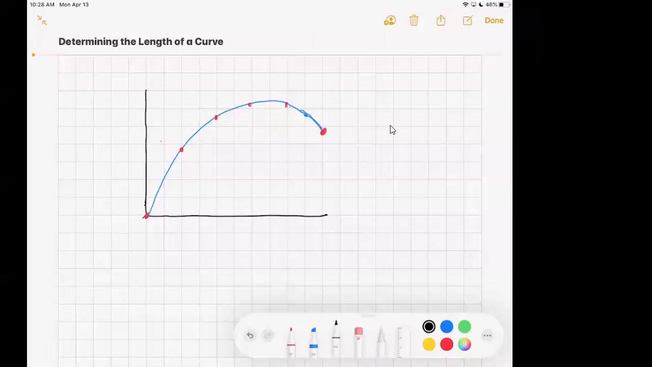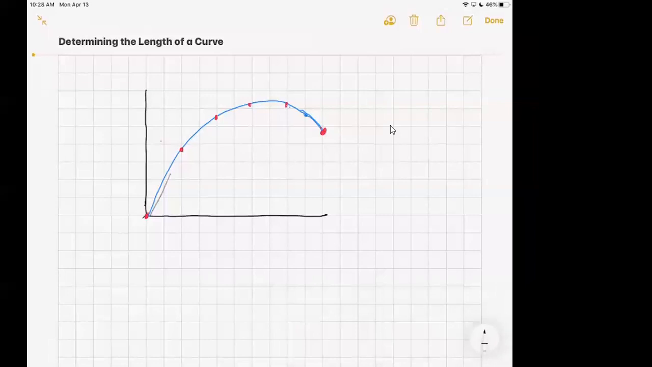So first of all, you can see I have a nice curve here in blue, and I've connected it between red. I put in points every 2 units along the x-axis. We could connect those points with straight lines. Let me add some straight lines.